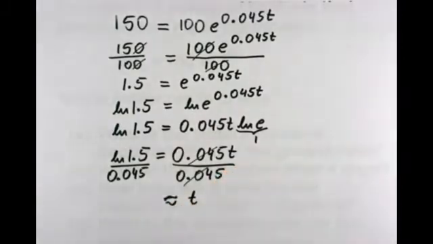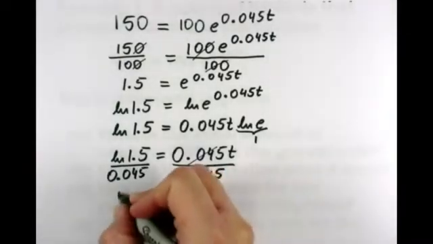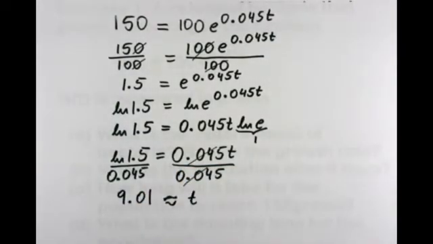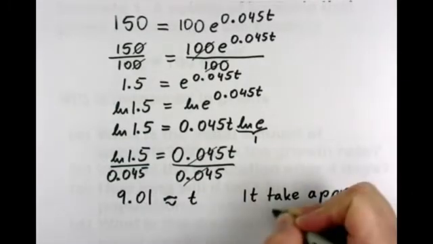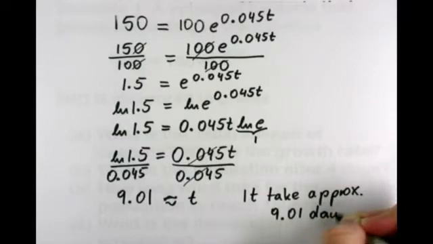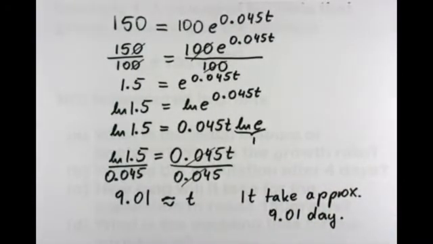So my t is approximately equal to, we can just punch this on the calculator, ln 1.5 divided by 0.045, and we get 9.01. So how long does it take for the population to reach 150 grams? It takes approximately 9.01 days to reach a population of 150 grams.